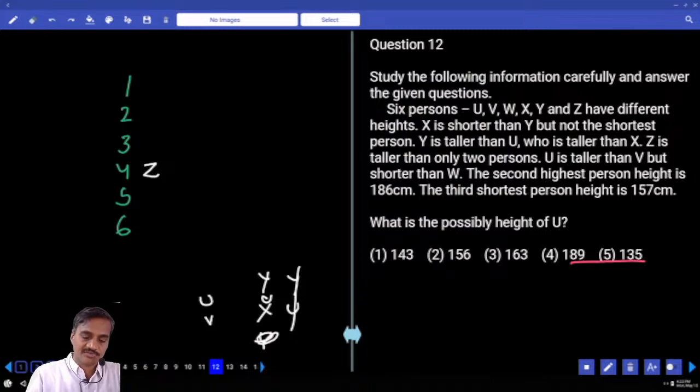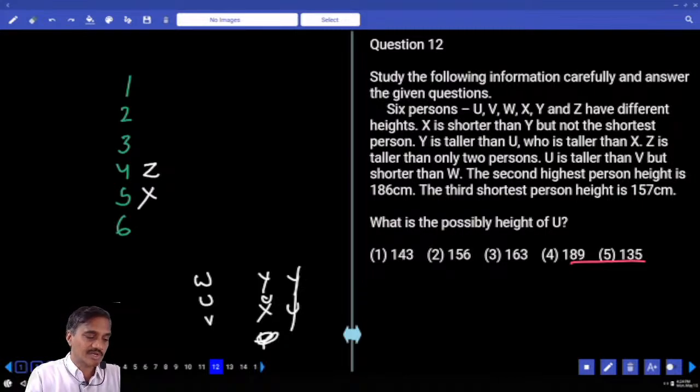And U is taller than V. X cannot be the shortest. X is here. And U is taller than V, but shorter than W.